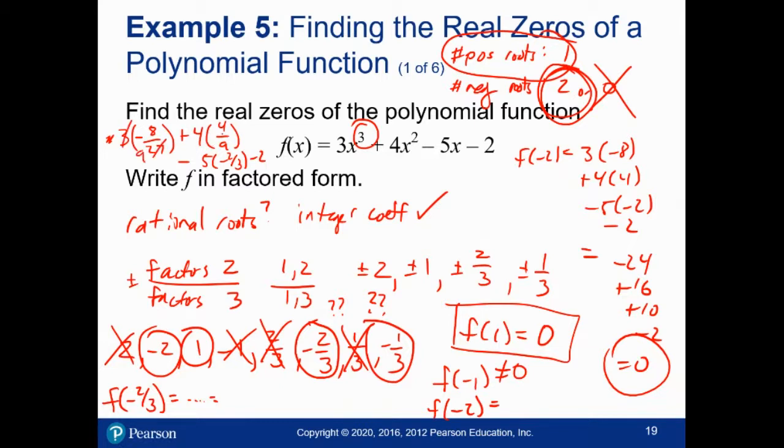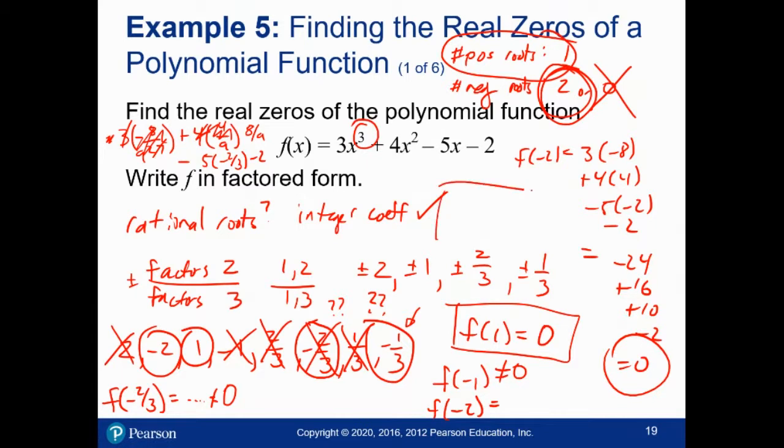This is negative 8/9 plus 16/9. Negative 8 plus 16 is 8, so this ends up being just 8/9. Then I have to add 10/3, and then I have to subtract 2. That's not going to be 0. The quantity of ninths just doesn't work out, so this isn't 0. So that's not a root. Now, I can't immediately conclude that negative 1/3 must be a root. I know there's a second negative root. I just don't know that it's a rational number. I don't know that it's a fraction. But let's go ahead and check it.